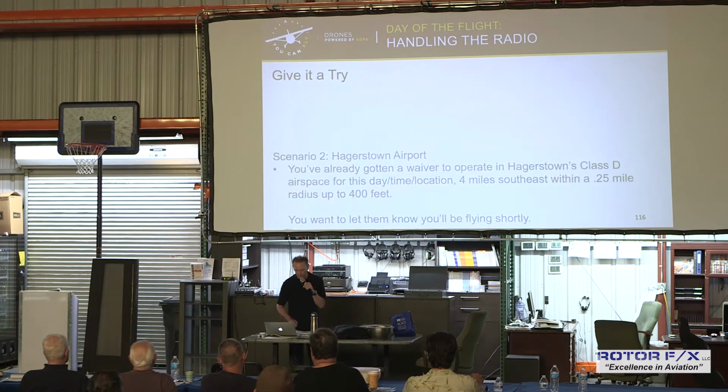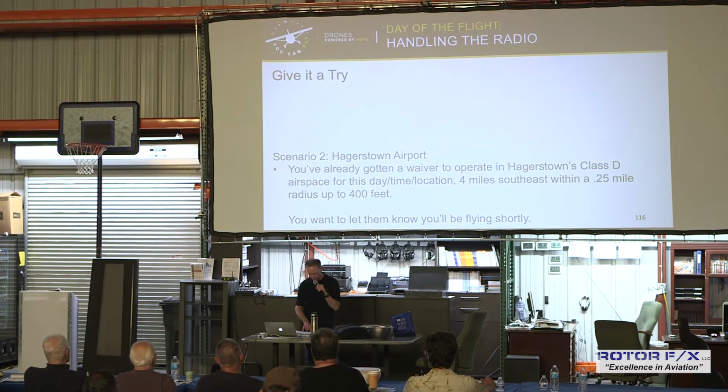So let's try one more. Hagerstown Airport: you've already gotten a waiver to operate in their Class D airspace for this daytime location 4 miles southeast within a quarter-mile radius up to 400 feet. You want to give the area and pilots in the area a warning that you're about to launch your aircraft. So what do you say? How about something like this?